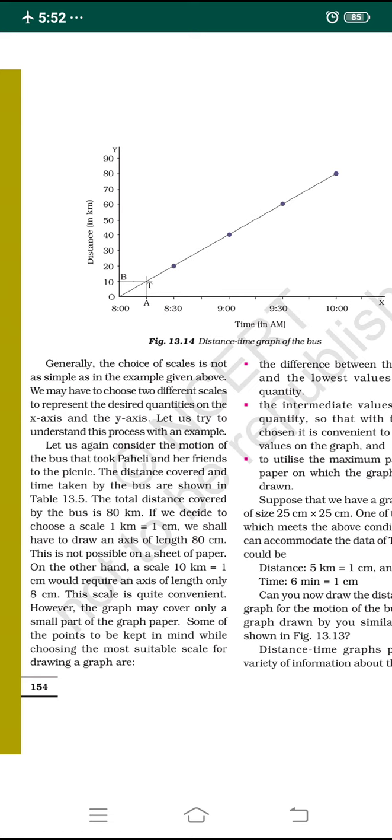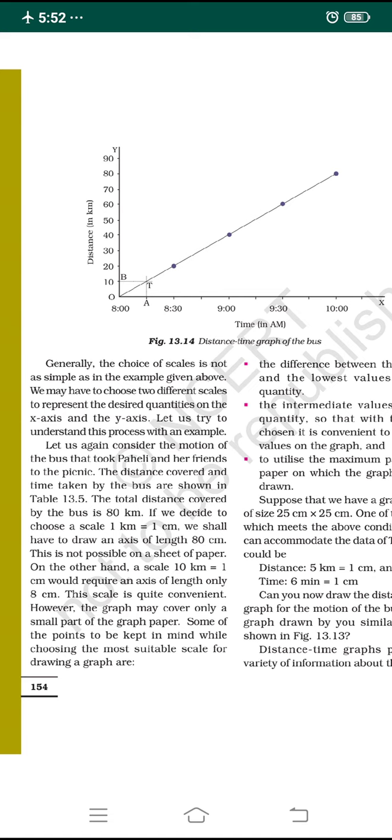So this is not possible on a sheet of paper, because 80 centimeters means 80 boxes. It's not possible. Hardly, in the king size notebook, you will get 10 to 12 boxes or 14 boxes. So up to 16 you may get, not 80. It's very difficult. It's not possible to represent it on a sheet of paper.